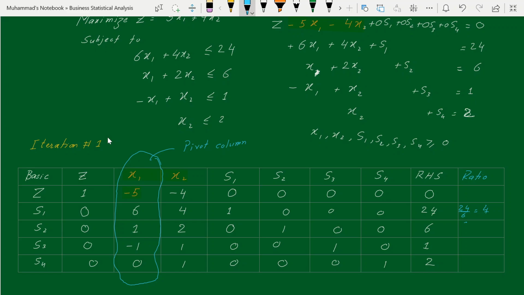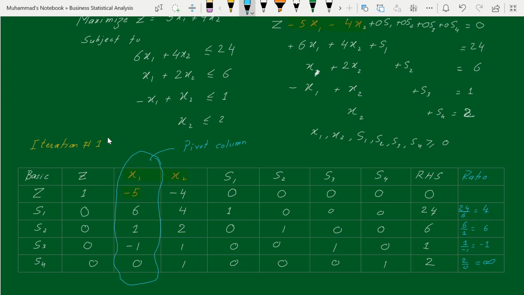Similarly here we have 6 divided by 1, which is 6, then 1 divided by minus 1, so minus 1, and then 2 divided by 0, which is infinity. Okay, so now the ratio decides the pivot row. We choose the row which has the minimum positive ratio. Here you can see for all constraints we found the ratios. For constraint number 1 it is 4, for constraint number 2 it is 6, for constraint number 3 it is minus 1, and for constraint number 4 it is infinity.